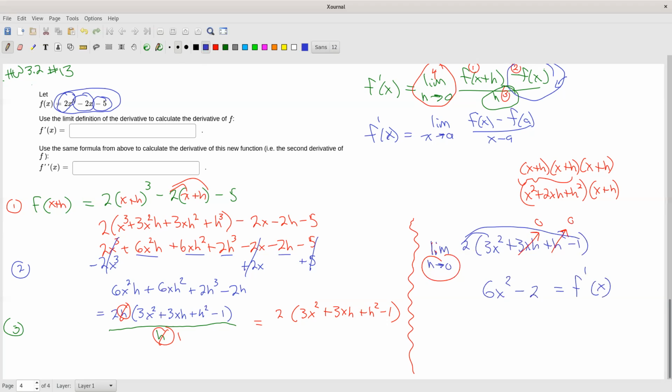Well, that was fun. So I got this part right here. I got the first derivative, 6x squared minus 2. And now this says take the derivative of that. So now I need to take its derivative, new page.